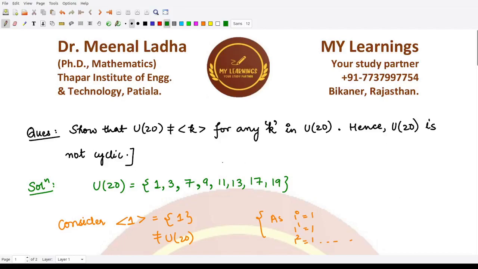In this video we have to show that the group U20 is not generated by any element k in U20. Hence this group U20 is not cyclic, correct? This is what we have to show here.